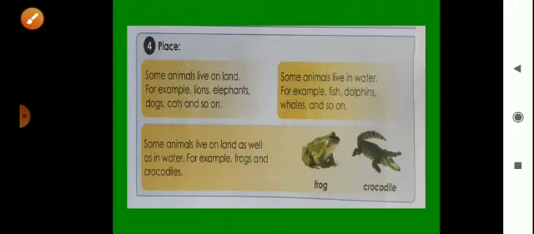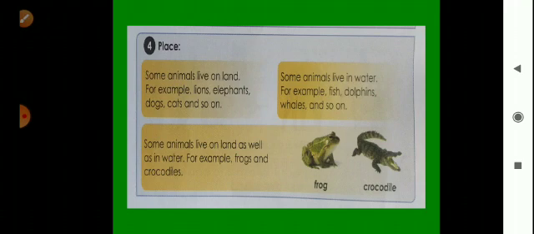Here the fourth difference is place. Some animals live on land and some live in water. Okay. Now some animals live on land as well as in water. For example, frogs and crocodiles.